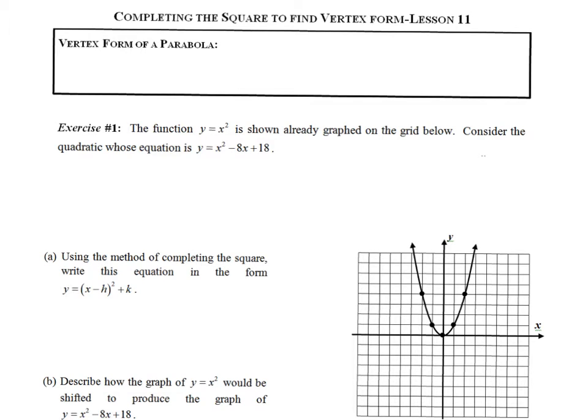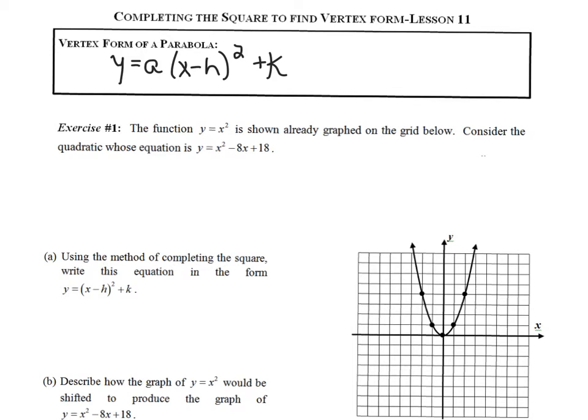Today we're going to expand on the process of completing the square in order to write a quadratic equation in vertex form. So let's start first of all with the form that we are going to be looking at. The vertex form of a parabola is y equals a multiplied by x minus h squared plus k.